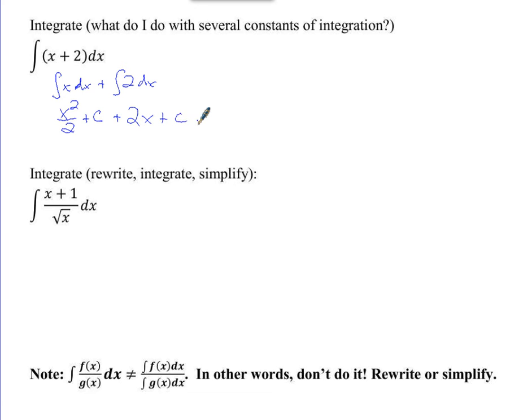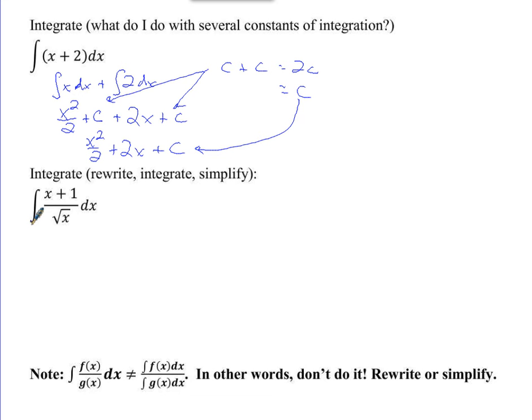So now I combine like terms. There's no like term here, so I have x squared over 2 plus, there's no like term for this guy, 2x. And now I have c plus c. Well, c plus c is technically 2c, but that's still a constant. I don't have to change letters or anything. It's just plus c. Okay? So let me write that down a little bit better. The c plus c equals 2c, which is still a constant. So that's the same as just saying c. It's always c.